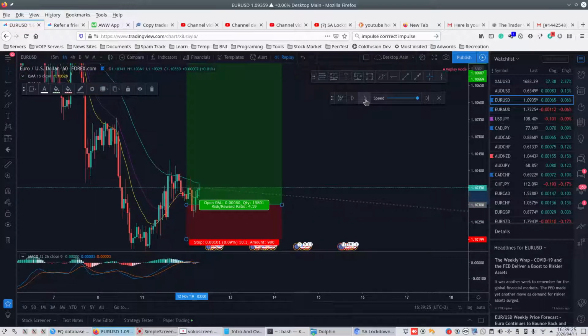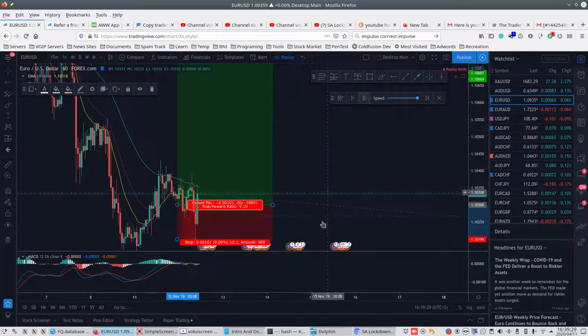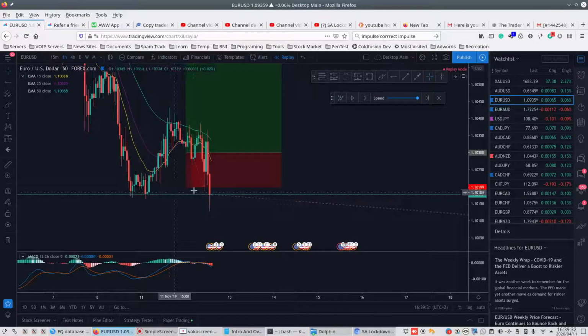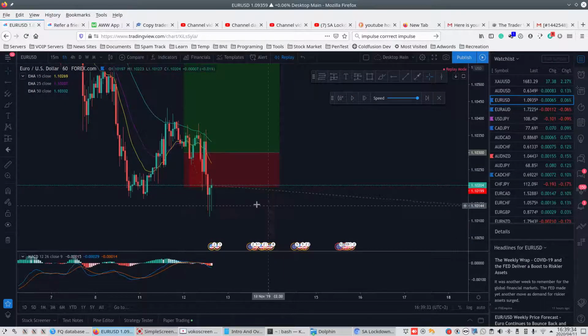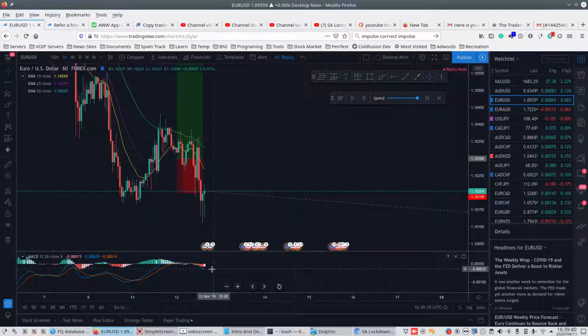Got triggered. MACD still up, and we got stopped out. Okay, so what we have just seen here is a 1% loss, which is fine. The MACD is still below the 0. I don't mind 1% losses.